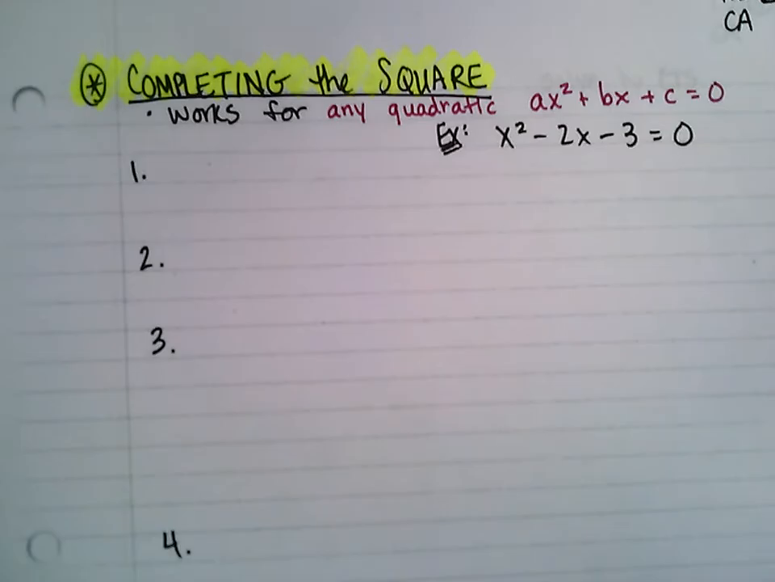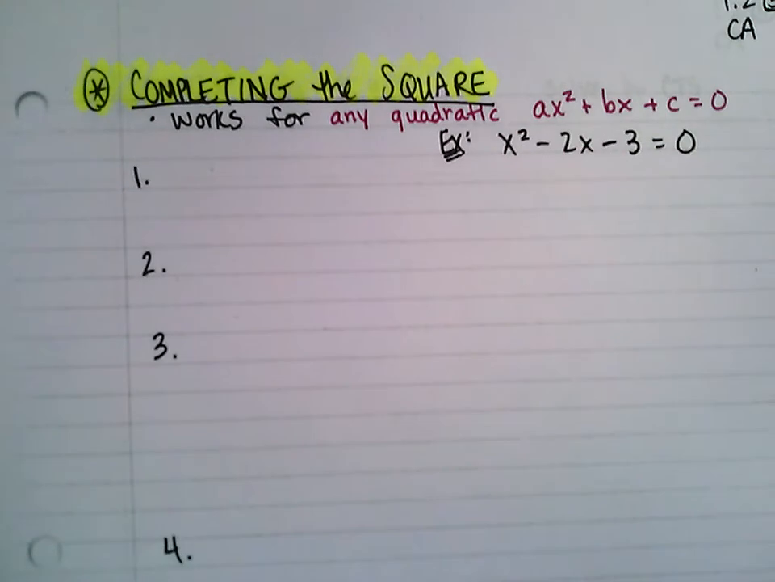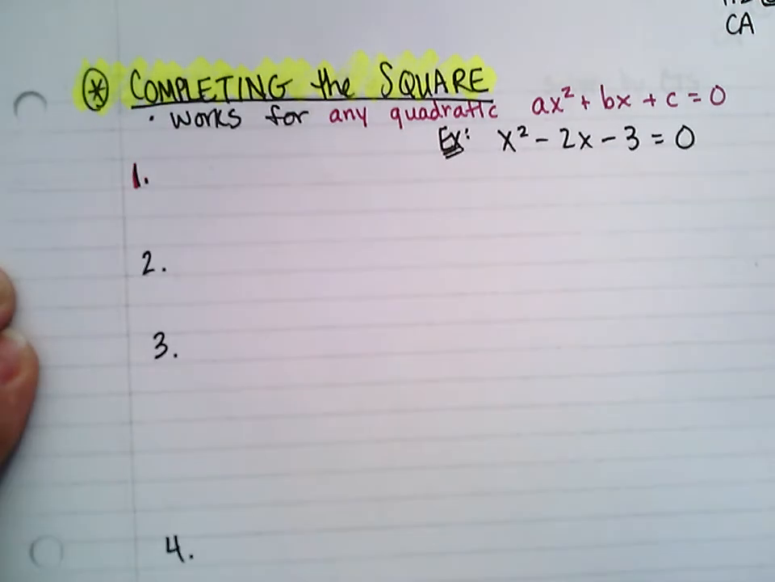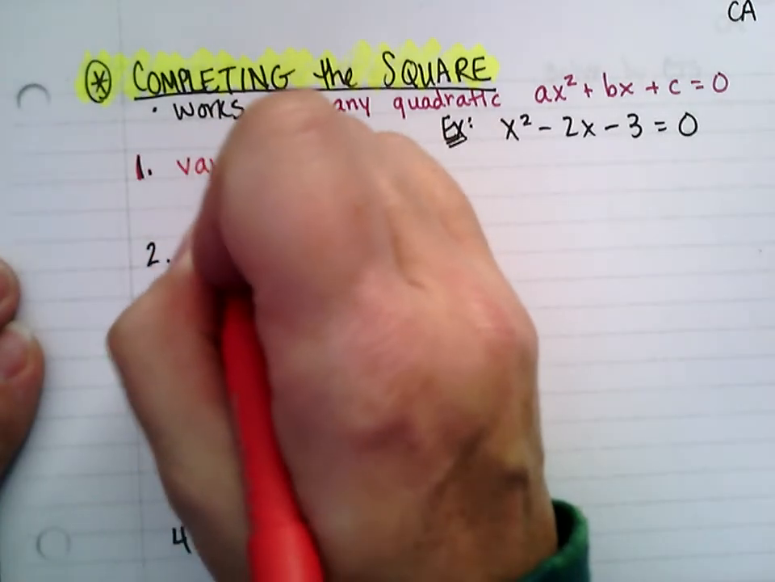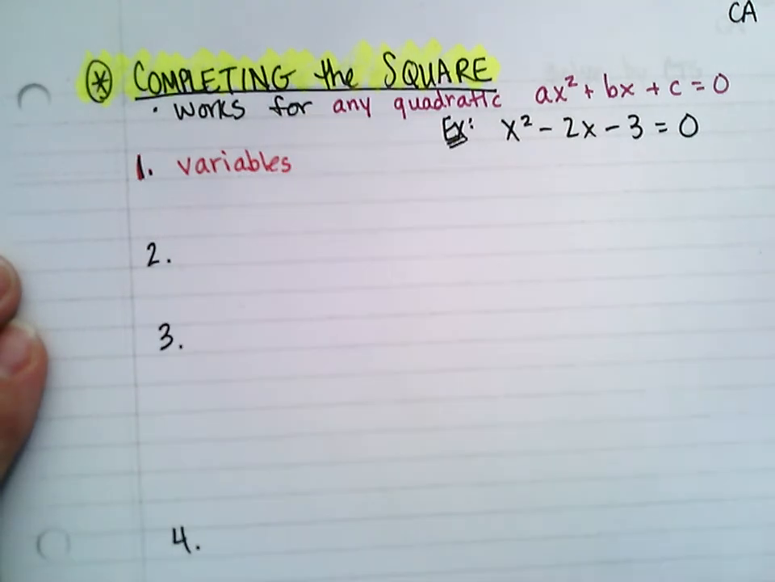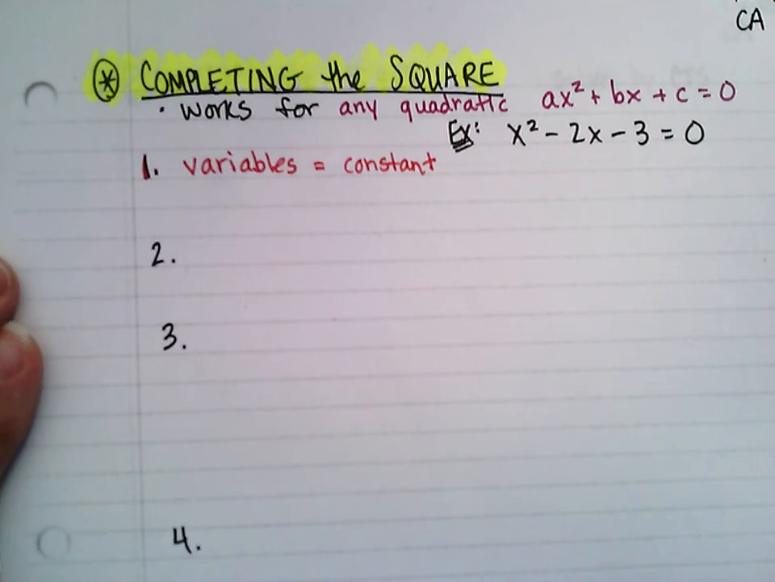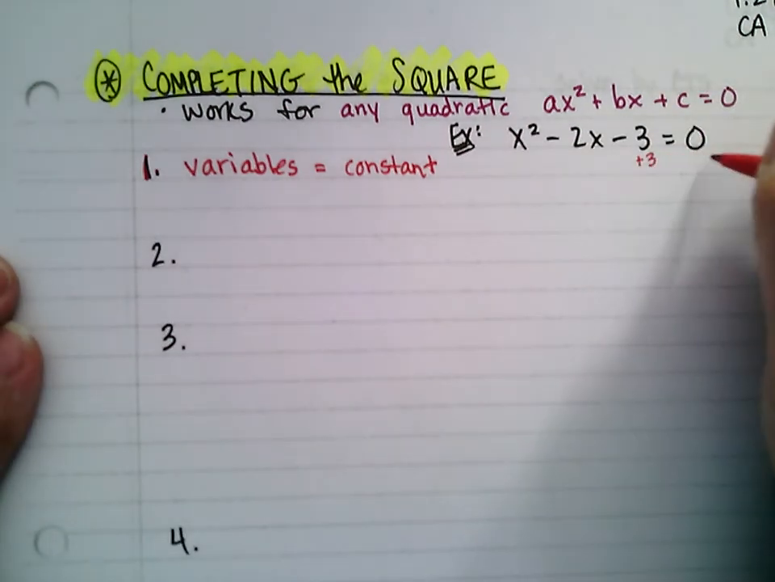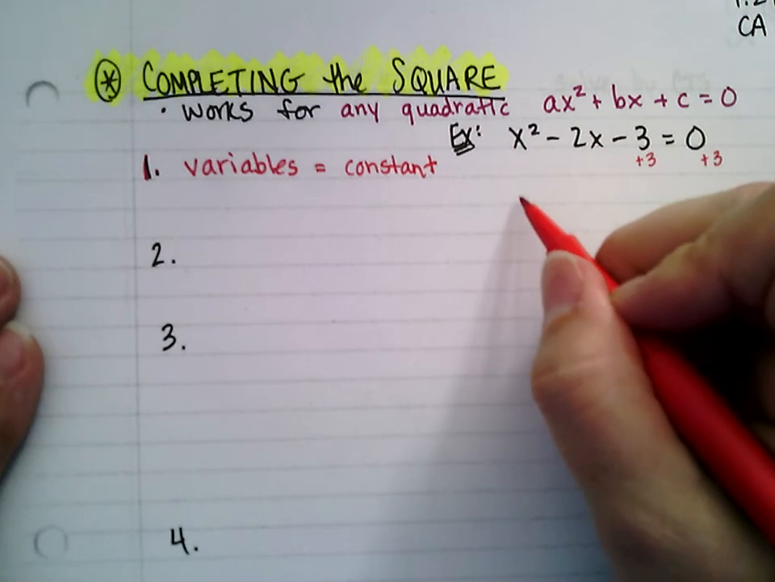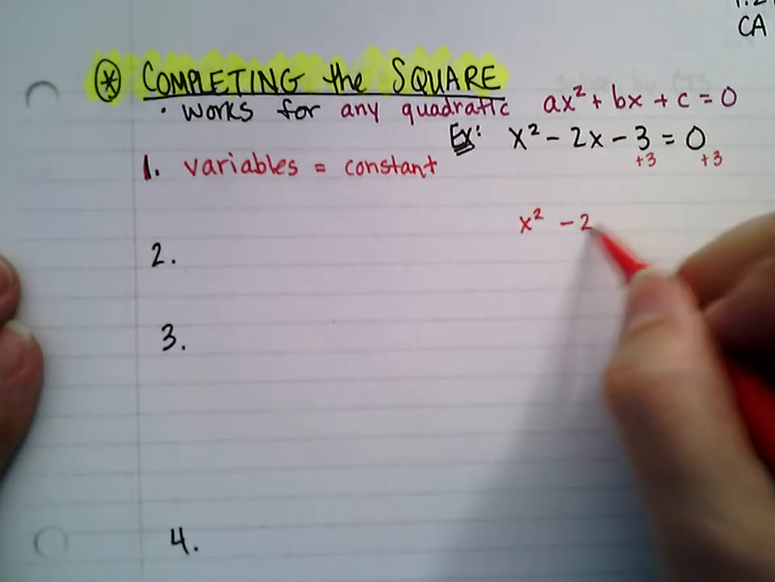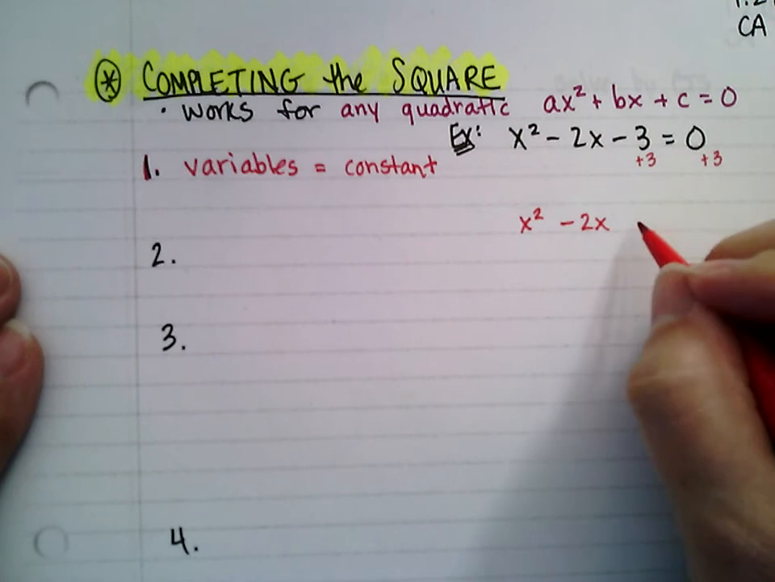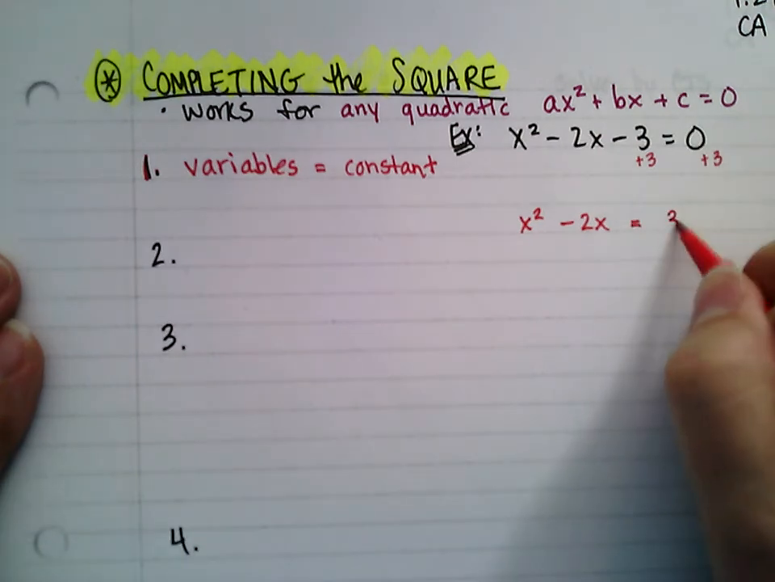We're going to write out the steps on here. Then we're going to solve this equation. Then we'll do one more example on the next page of completing the square. It's going to always be those same steps. Step 1. For step 1, you want to get everything that has variables on one side of the equation and your constant on the other side. So we will add 3. We get x squared minus 2x equals 3.